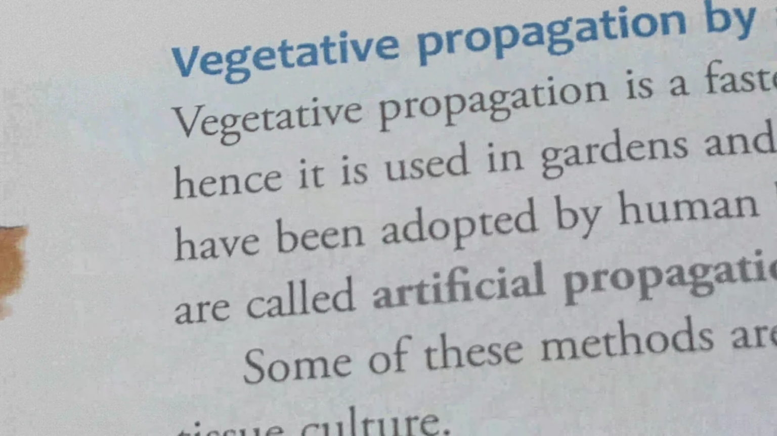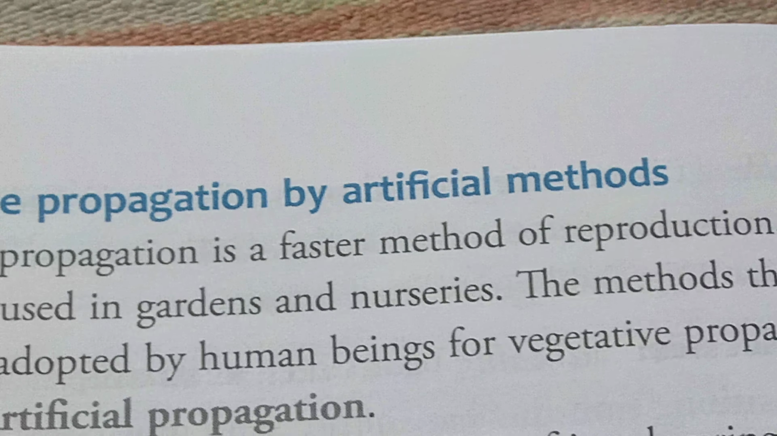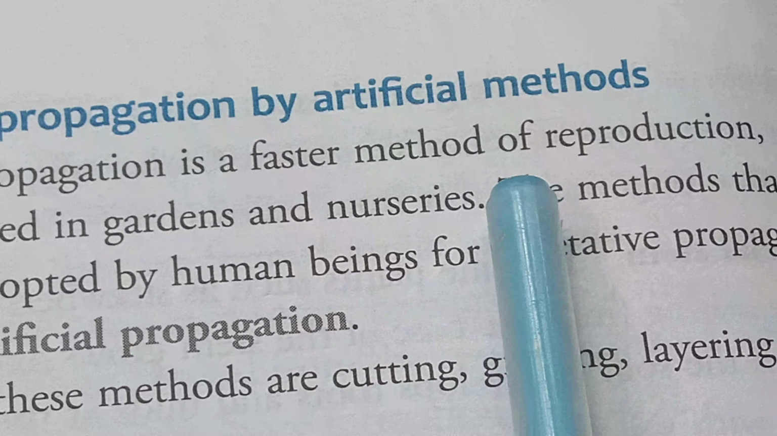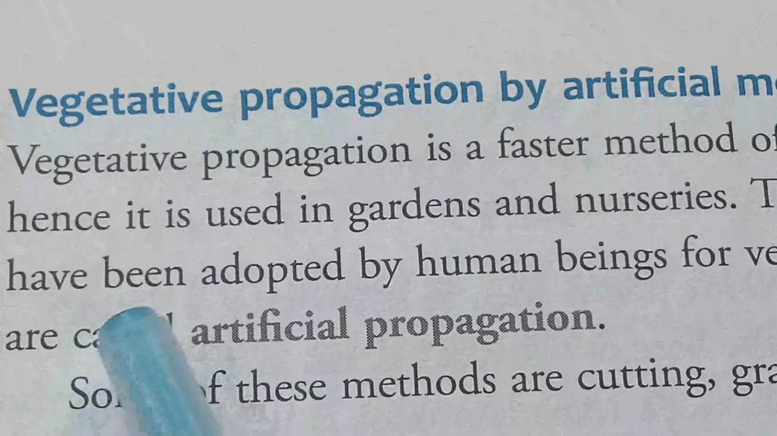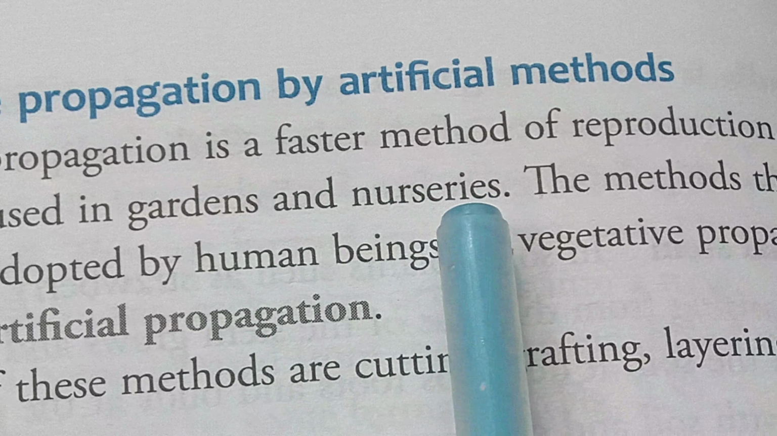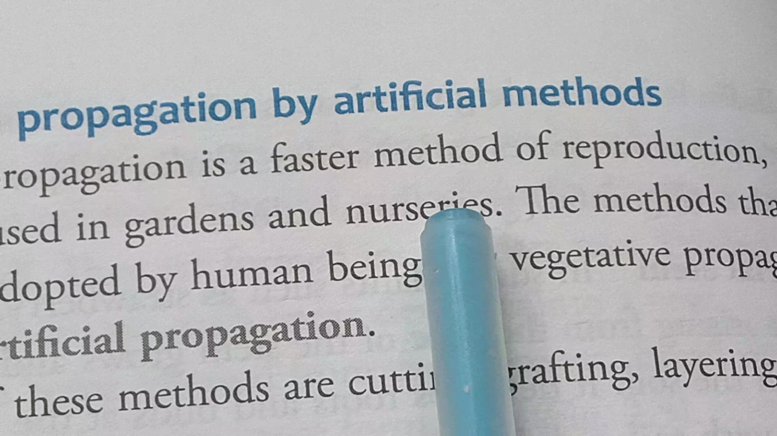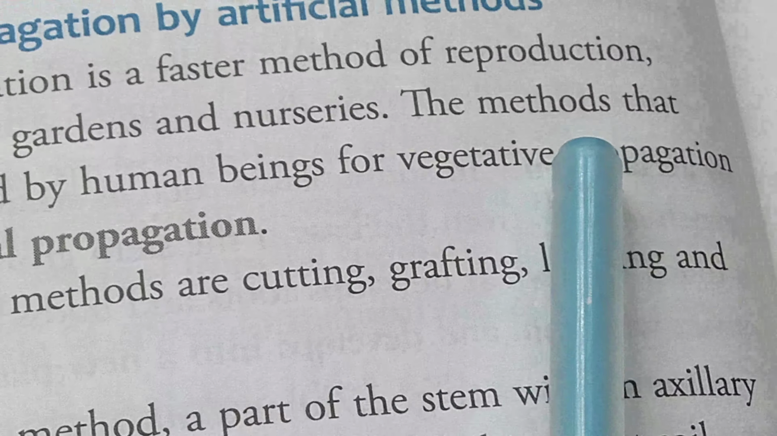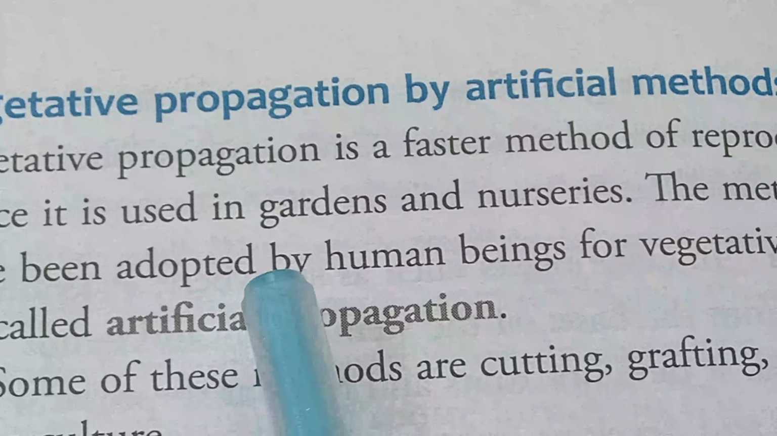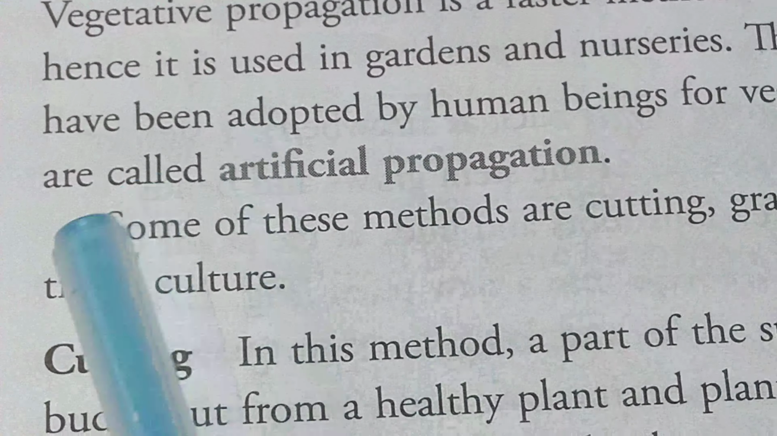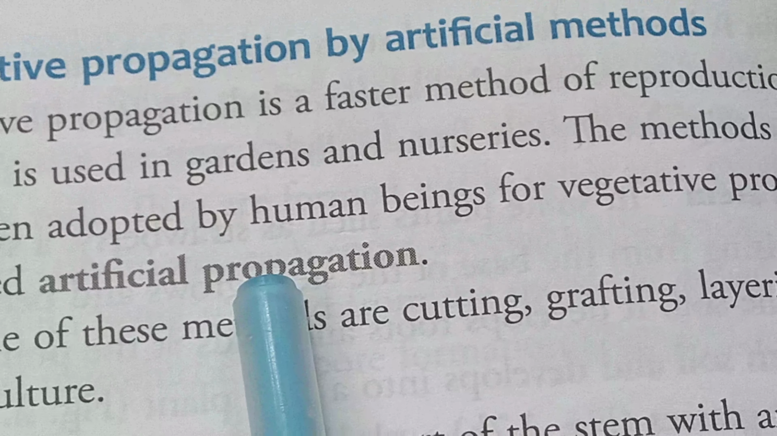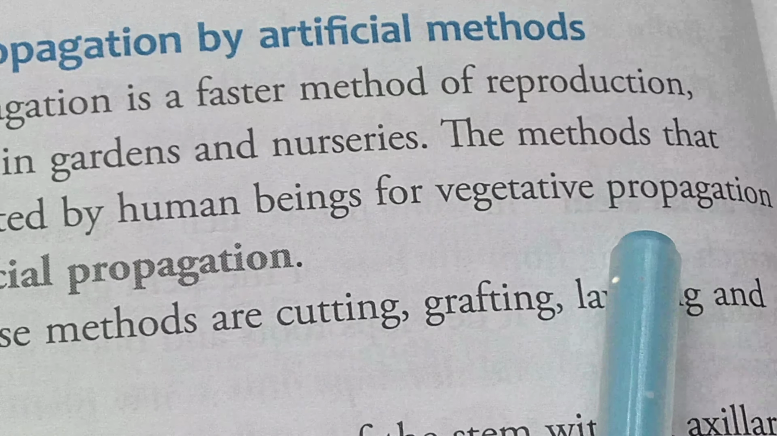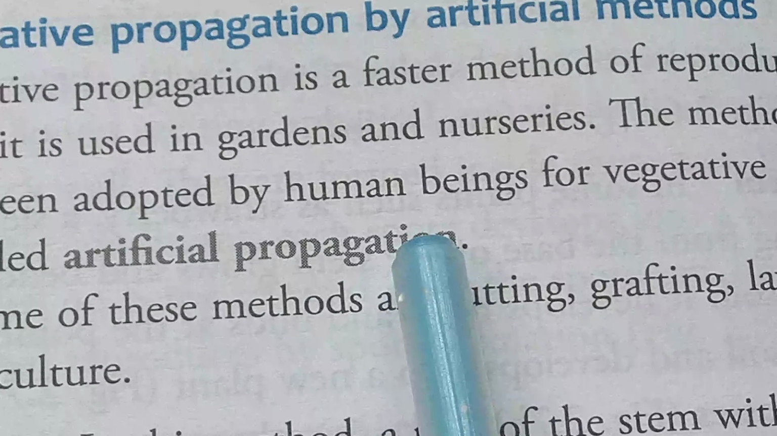Next, vegetative propagation by artificial methods. Vegetative propagation is a faster method of reproduction. Hence, it is used in the gardens and nurseries. So basically, vegetative propagation process हम लोग कहाँ पे apply करते हैं? In the gardens or nurseries. The methods that have been adopted by human beings for vegetative propagation are called artificial propagation. So which vegetative propagation basically humans use for their uses? This process is also known as artificial propagation.